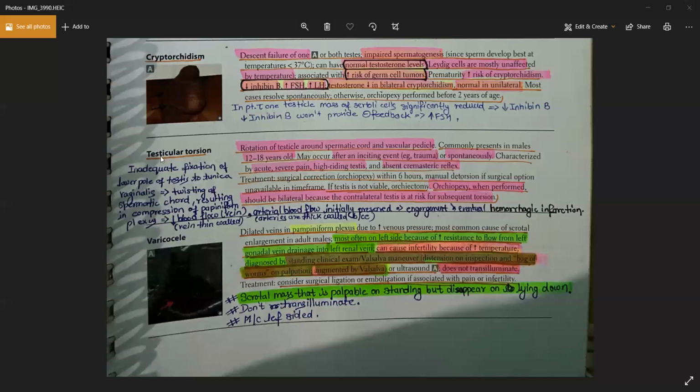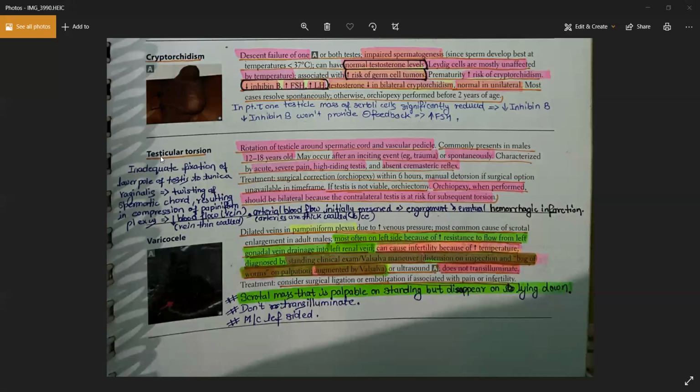Now, when the testis becomes torsed, you will have a compression of veins because the veins are thin walled and the arteries are thick walled. So because of the torsion, when the veins become compressed, they cannot drain the blood. And just like in the ovary, you will have a normal blood flow by the arteries initially. That will cause the accumulation of the blood in the testis, and the pressure will increase. When the pressure increases, you will be having a loss of blood flow that will cause hypoxia, ischemia, necrosis. And that again will cause more pain to the patient.